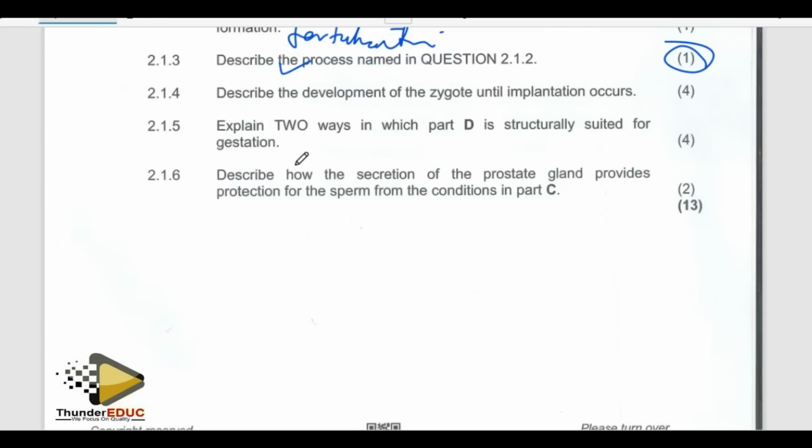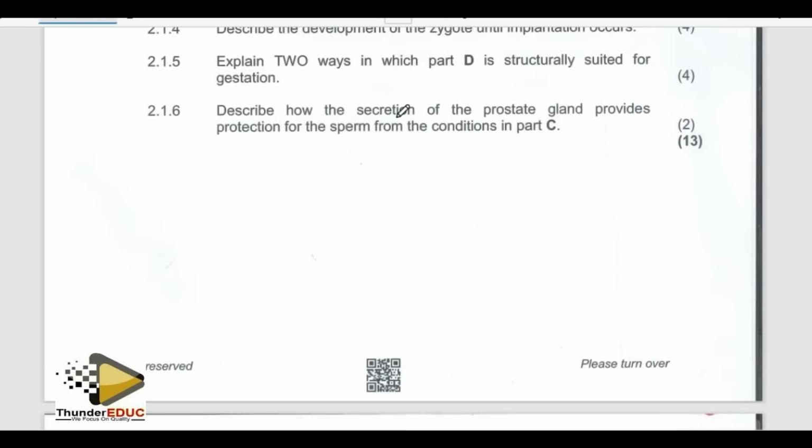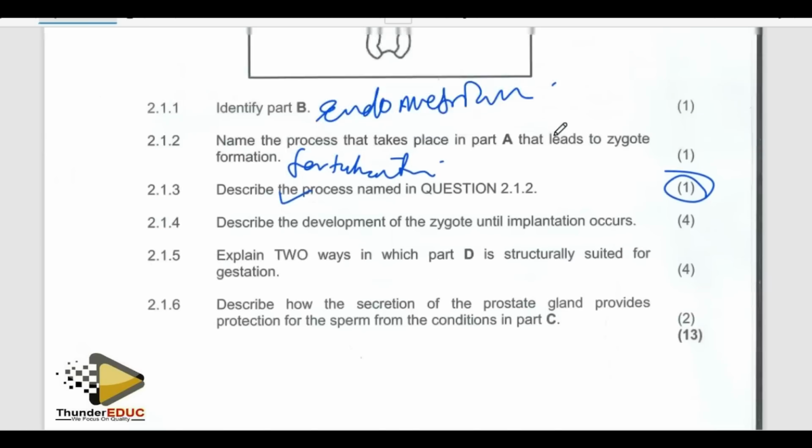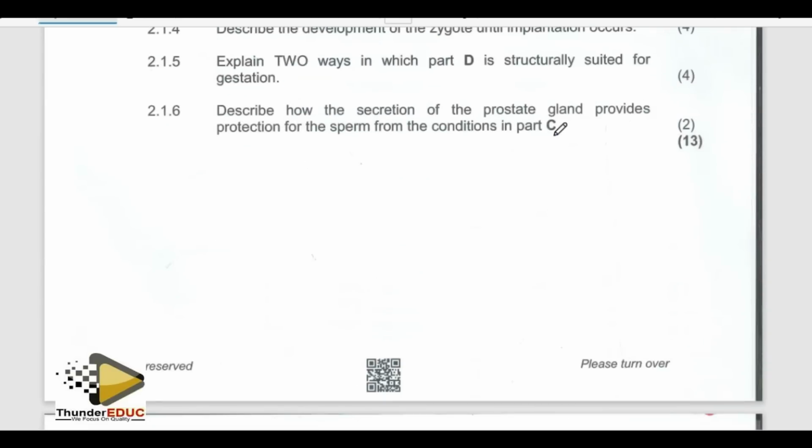So let's continue to the next question. Describe how the secretion of the prostate gland provides protection for the sperm from the condition in part C. What is part C? Vagina. Now ask yourself, how about the vagina? It is acidic. Remember, the vagina is acidic. What does it mean? It means that sperms don't like acidic conditions. So what should we do?